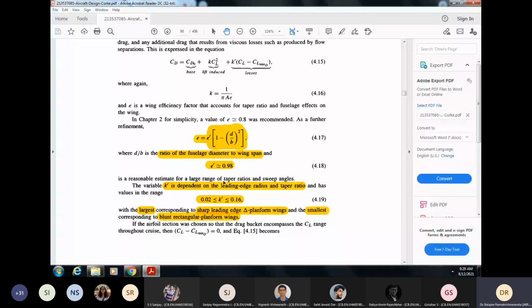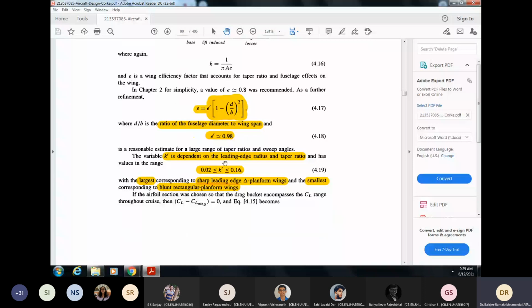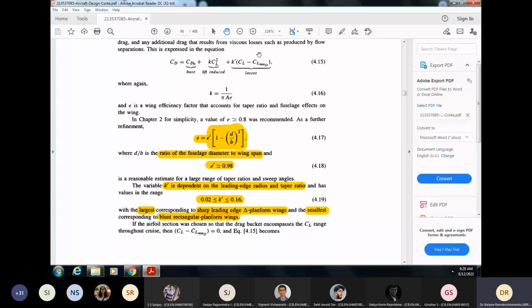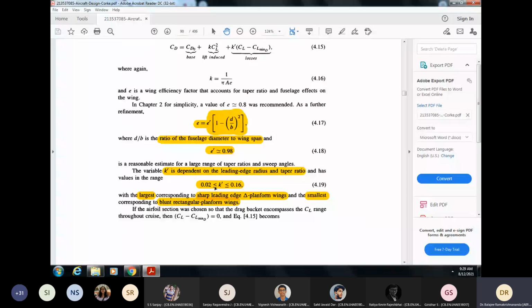How much should K prime be? K prime is here, the third one. If you are using this, then a reasonable range is given here. If you have a heavy, very sharp leading edge delta planform, use the largest value of K prime. The smallest is for a very rounded, rectangular planform wing. Depending on that, you can choose K prime if you are using this expression for CD.